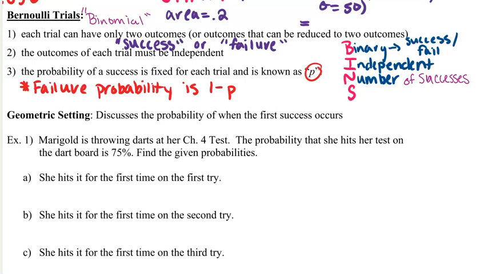Okay. And then our S is going to be success of P.